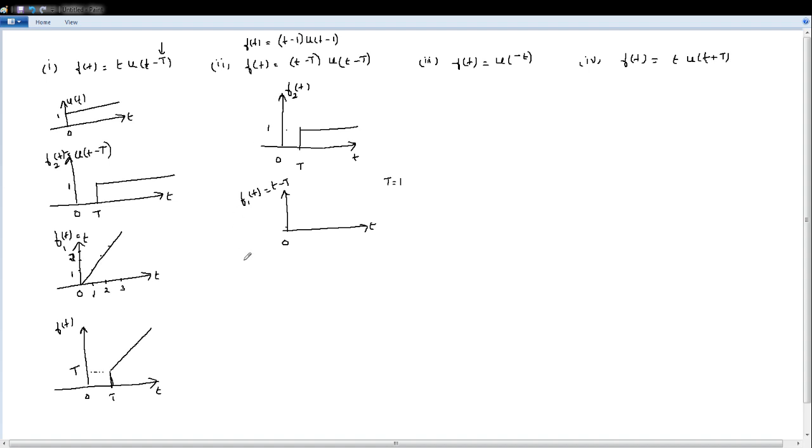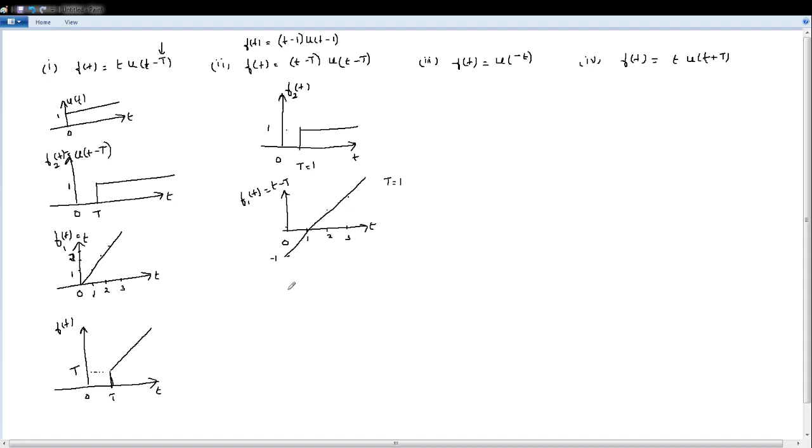When t is equal to 0, it is minus 1. When t is equal to 1, it is 0. That means at 0, it will start from minus 1. At 1, it will be 0. At 2, it is 2 minus 1, that is 1. Then at 3, 3 minus 1, 2. So you will again get a ramp waveform for t minus capital T when capital T is taken to be 1. I have taken the capital T as 1.